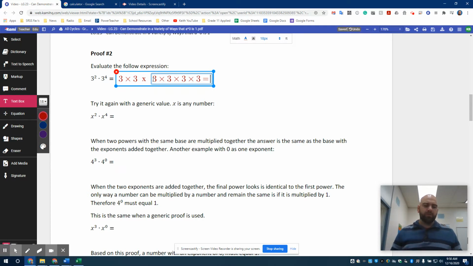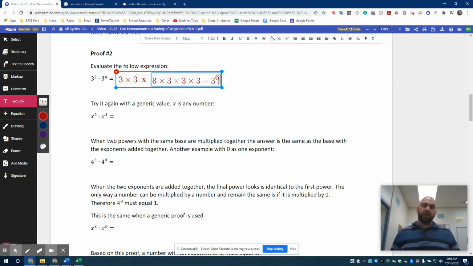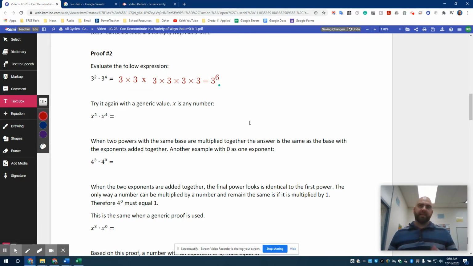So we could rewrite this, and we're going to go through this later on in the semester, as 3 to the power of 6. There are 6 3's here. There are 2 and 4, so we add them together, we get 6. You'll notice that the exponents become added together and give us 6. And in fact, that's the number of times we're multiplying 3 together.